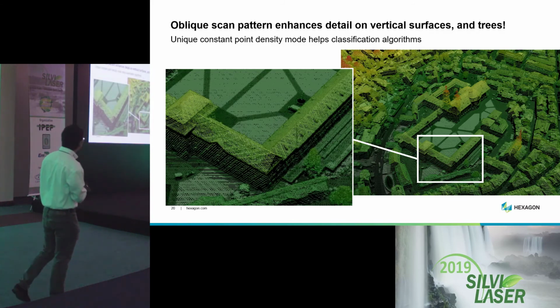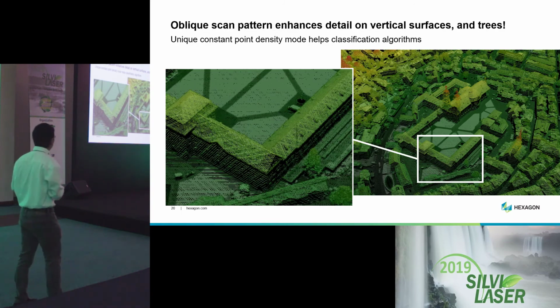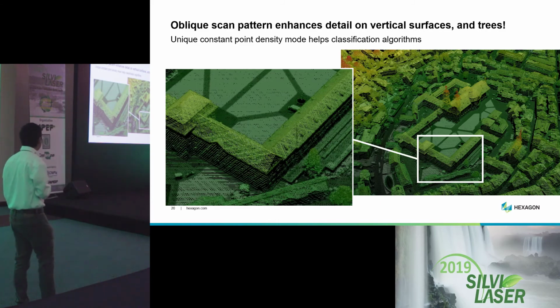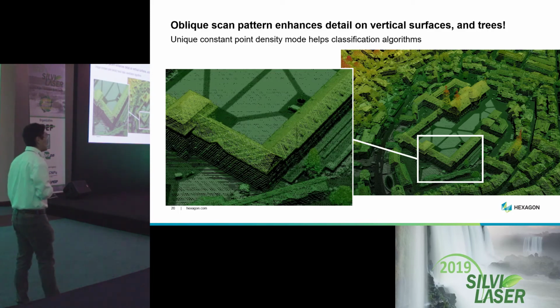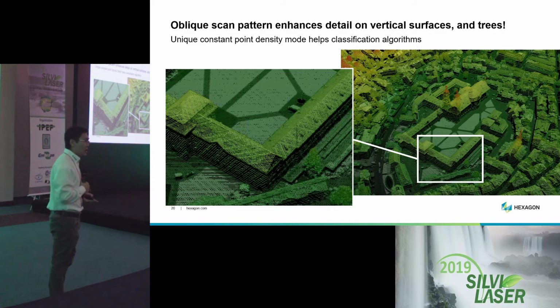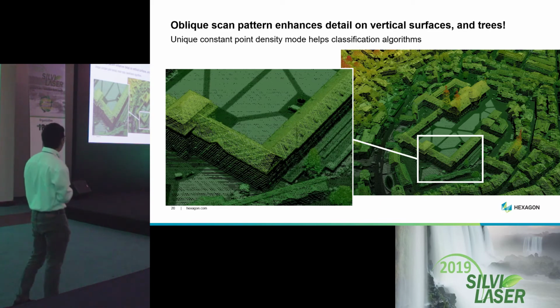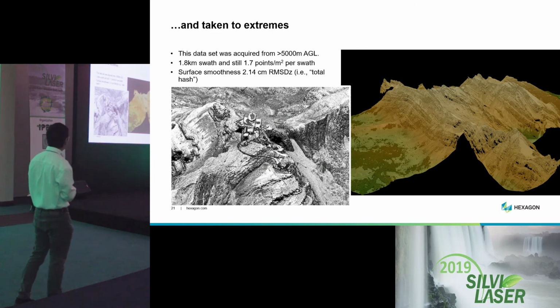So this is one of the examples of why we use this constant density mode, and also why we use the oblique scan pattern, so we can also detect constructions, vertical surface facades, or information on the height, so we can also implement it into the point classification or automate how we classify with this information from the oblique patterns. And not only on flat or rolling hill surfaces, but also in high steep terrain.